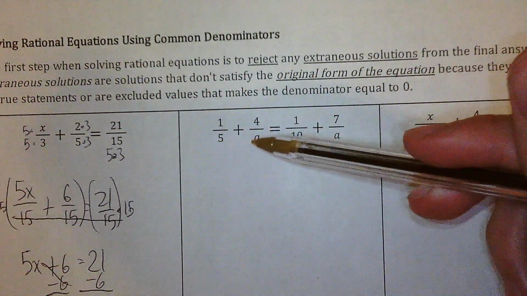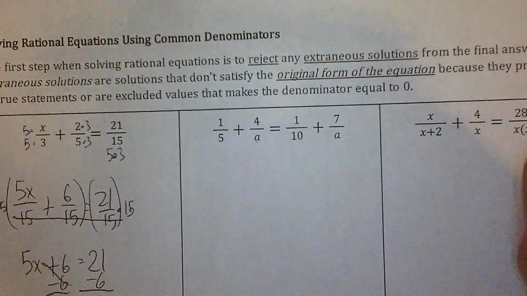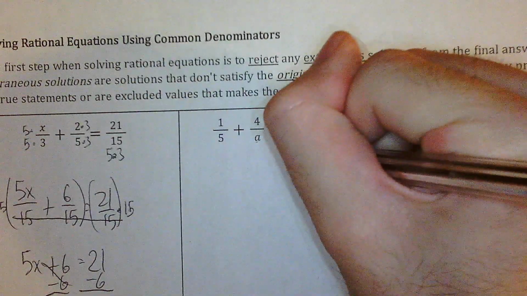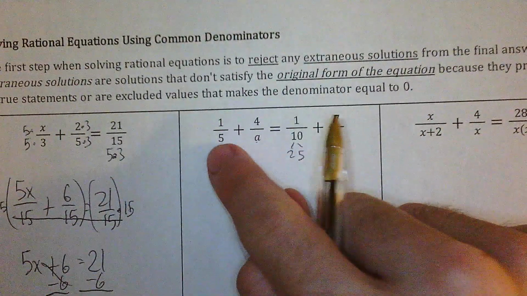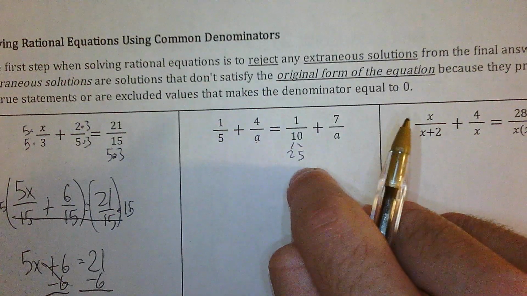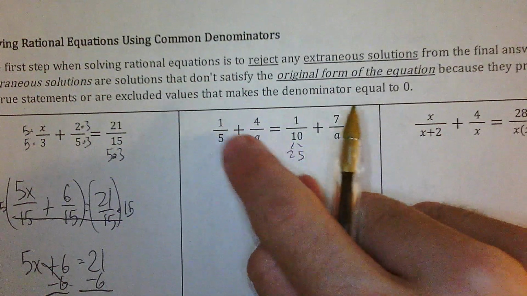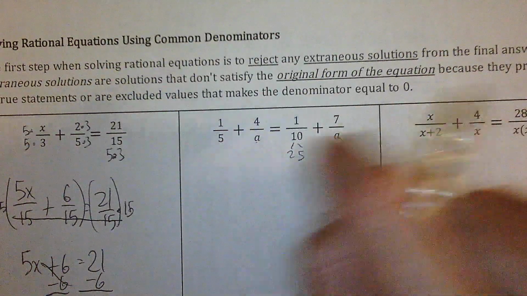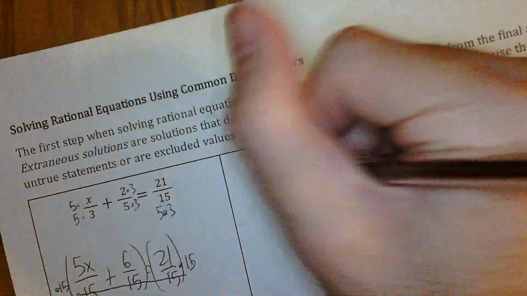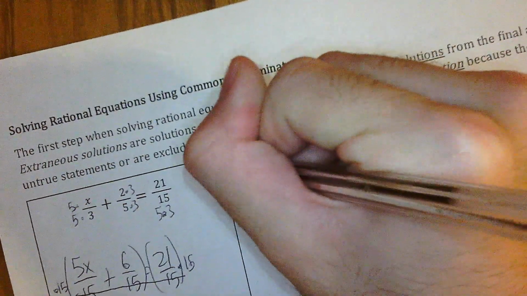Here we have 5, an A, 10, and an A. Now 10 is, of course, 2 times 5. So every denominator is going to need 2, 5, and an A. That's all the distinct factors I see. So this one has 5. It's going to need 2 and A.